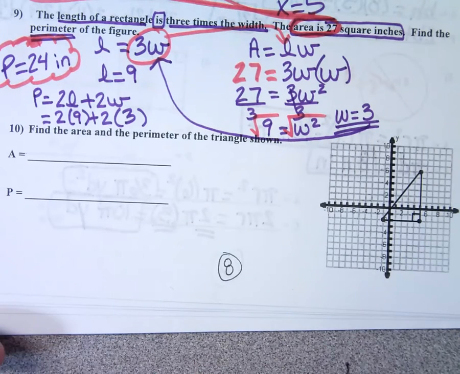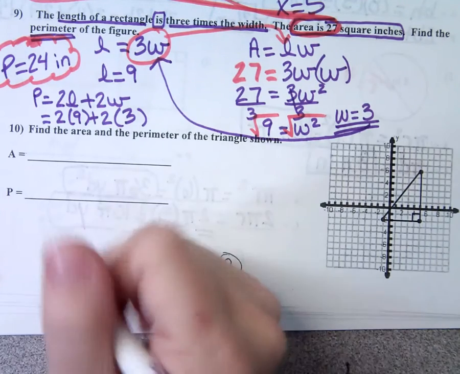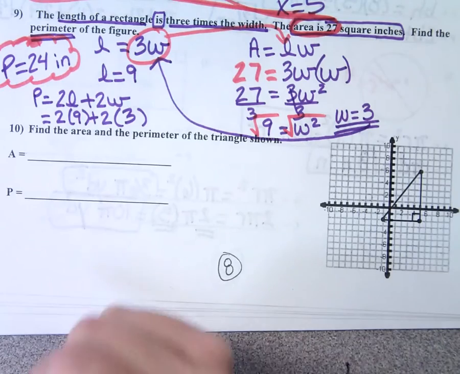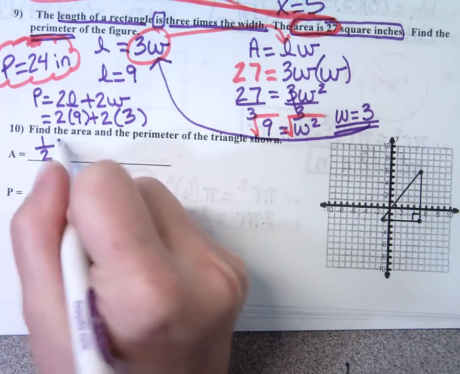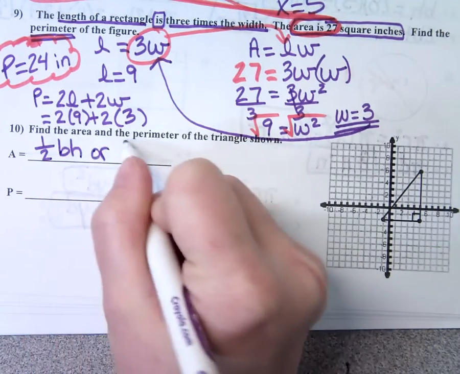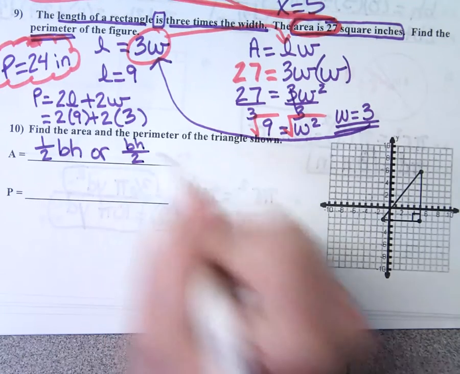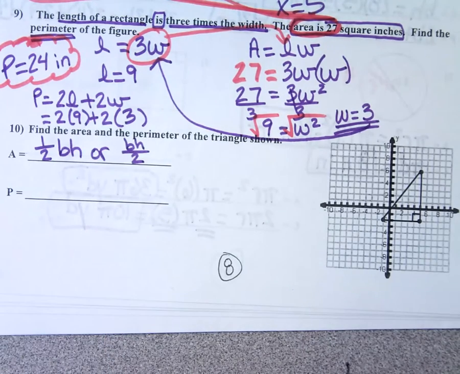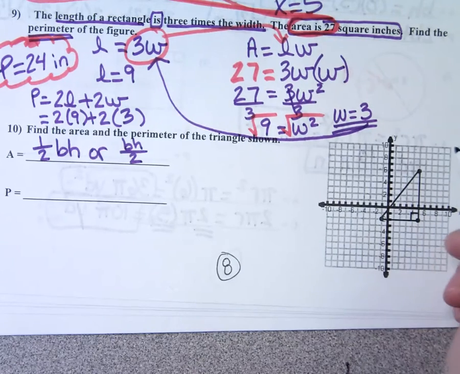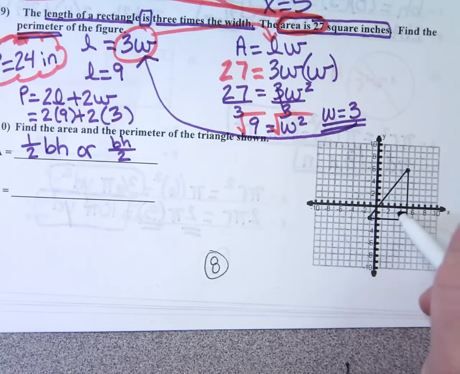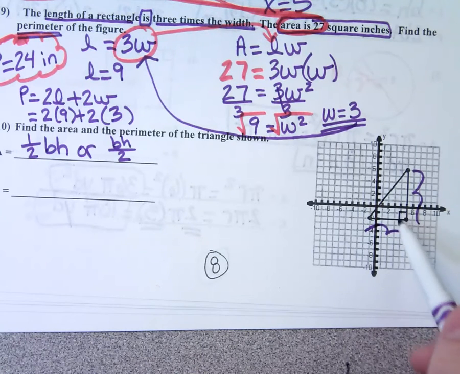Okay, number 10. I want to find the area and the perimeter of the triangle. Now, we didn't do a formula for this on the front page, so our formula for area of a triangle is either 1/2 base times height, or you can do base times height divided by 2, whichever one you're more comfortable with. So I know wherever my right angle is, that my base and my height are always attached to the right angle. So height is always straight up and down, and the base will be attached to it.